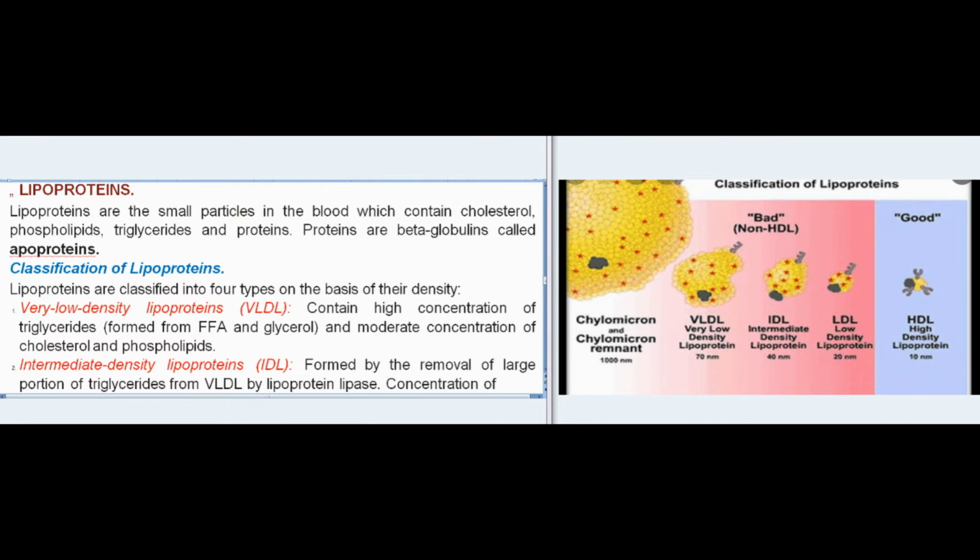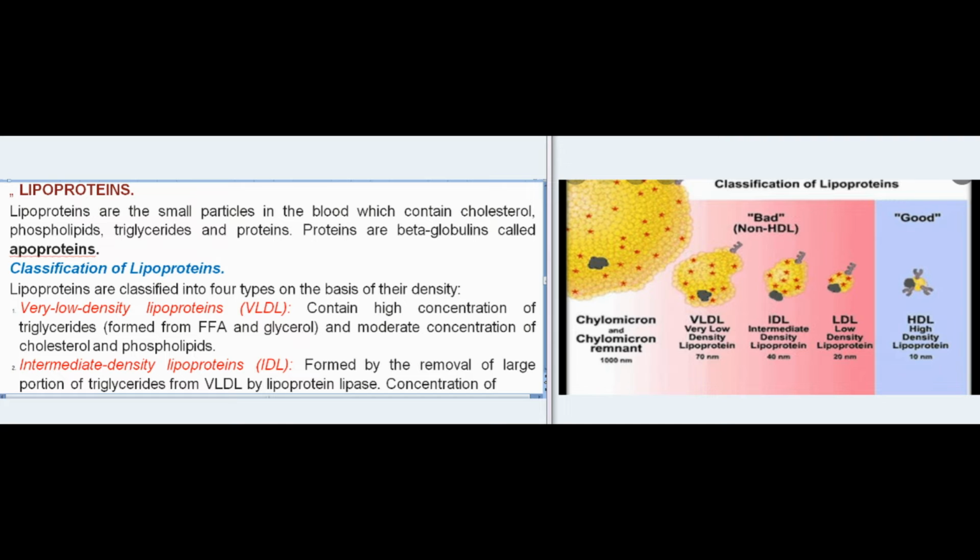Lipoproteins. Lipoproteins are the small particles in the blood which contain cholesterol, phospholipids, triglycerides, and proteins. Proteins are beta-globulins called apoproteins. Classification of lipoproteins. Lipoproteins are classified into 4 types on the basis of their density. Very low density lipoproteins, VLDL, contain high concentration of triglycerides, formed from FFA and glycerol, and moderate concentration of cholesterol and phospholipids. Intermediate density lipoproteins, IDL, are formed by the removal of a large portion of triglycerides from VLDL by lipoprotein lipase.